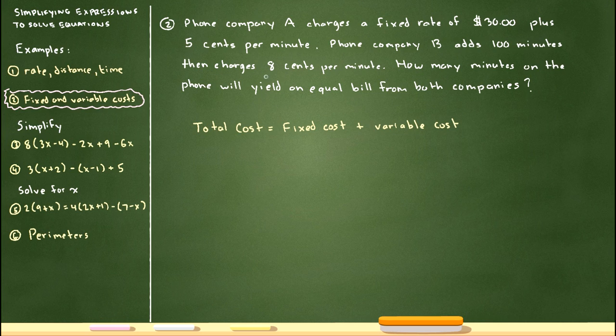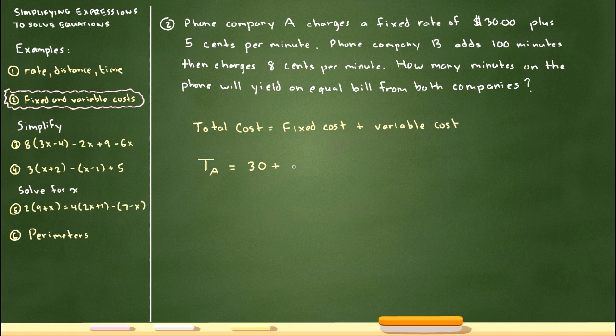So let's see. Let's talk about phone company A. Let me call the total cost of phone company A T sub A. So the fixed cost, well, the problem tells us that they charge $30. So that's going to be our fixed cost. And plus, now we have a variable cost. For every minute we're on the phone, they're going to charge us an additional 5 cents.